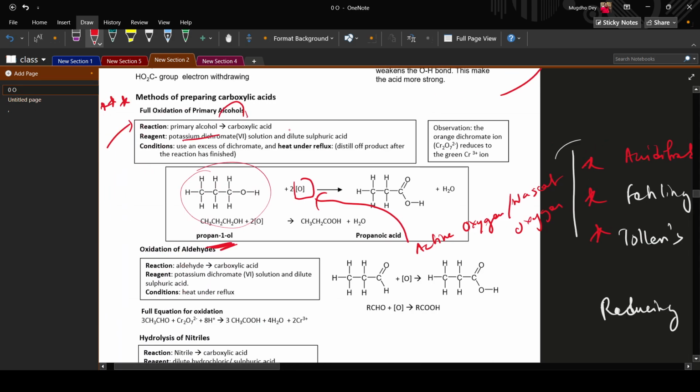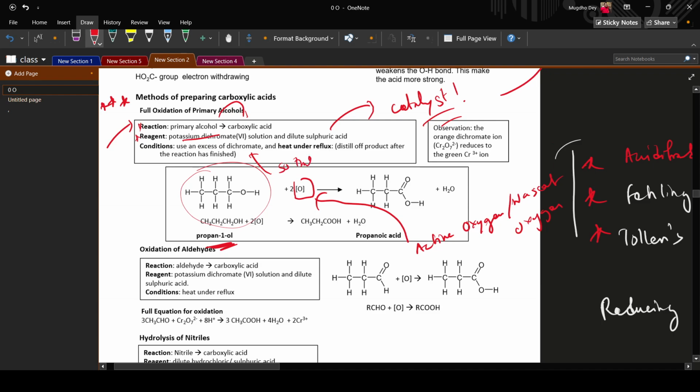By the way, dilute sulfuric acid is not an oxidizing agent. It acts as a catalyst. Make sure to remember that. Now these were the reagents. Now the conditions are also very important. Use excess dichromate. Why do we use excess?